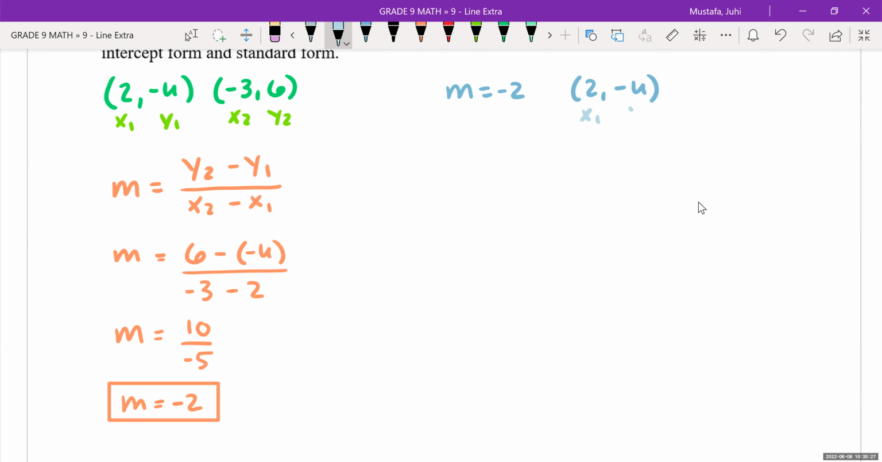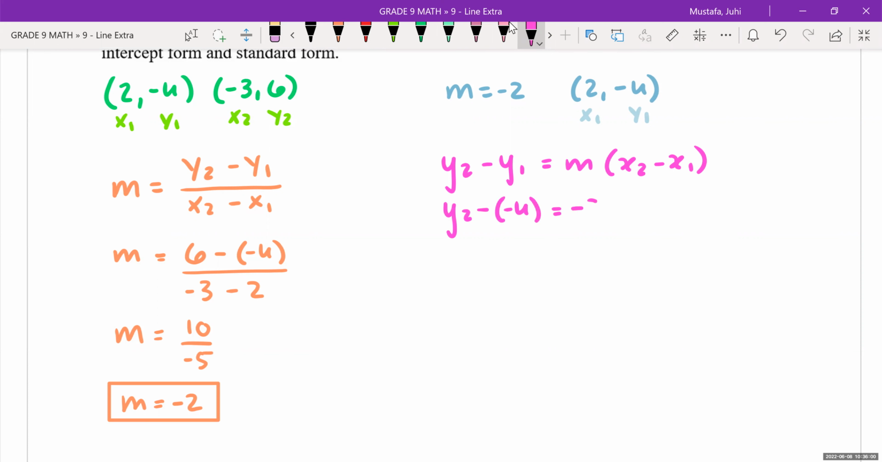And now you're going to label this x1 and y1. And now the rest of the question is like scenario 1, because remember in scenario 1, we did the slope and a point. We're going to do the same thing now for the rest of the step. Okay, so we start with y2 minus y1 is equal to m bracket x2 minus x1. We're going to get y2 minus negative 4 is equal to negative 2 bracket x2 minus 2.